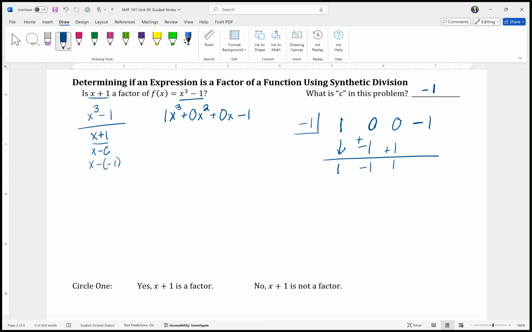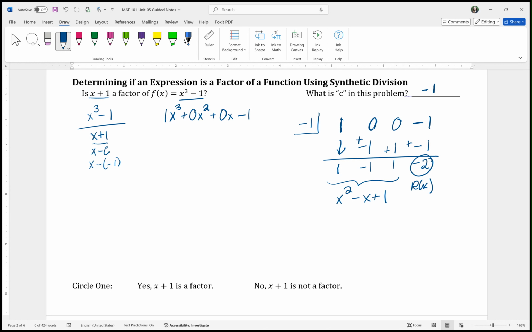Multiply again. Negative 1 times 1 is negative 1. Careful because it looks like things could cancel, but be careful. It actually doesn't. This is negative 2 as my remainder. So my r of x here is negative 2. And as a quick aside, our quotient would have been x squared minus x plus 1.